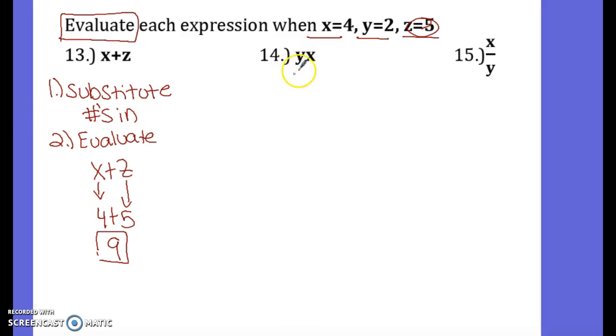Number 14, y times x. Y is 2. 2 times x is 4. Another way to show multiplication is to put parentheses around it. 2 times 4 is 8. Number 15, x is 4. Y is 2. 4 divided by 2 is 2.